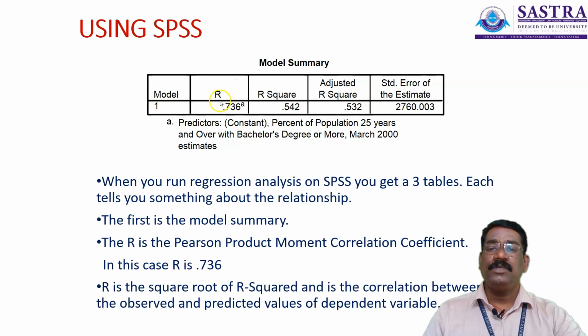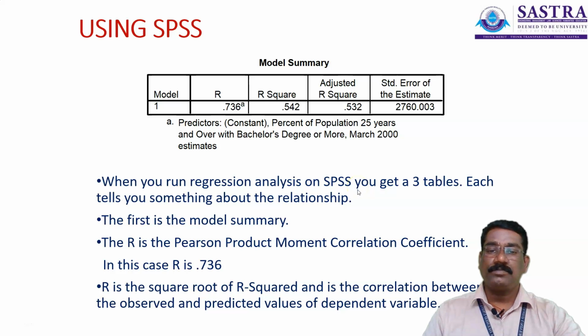This is called R, R square and adjusted R square. When you run regression analysis on SPSS, you get three tables. Each tells you something about the relationship. The first is the model summary. The R is the Pearson product moment correlation coefficient. In this case, R is 0.736. R is the square root of R squared, and is the correlation between observed and predicted values of the dependent variable, which I was explaining to you.